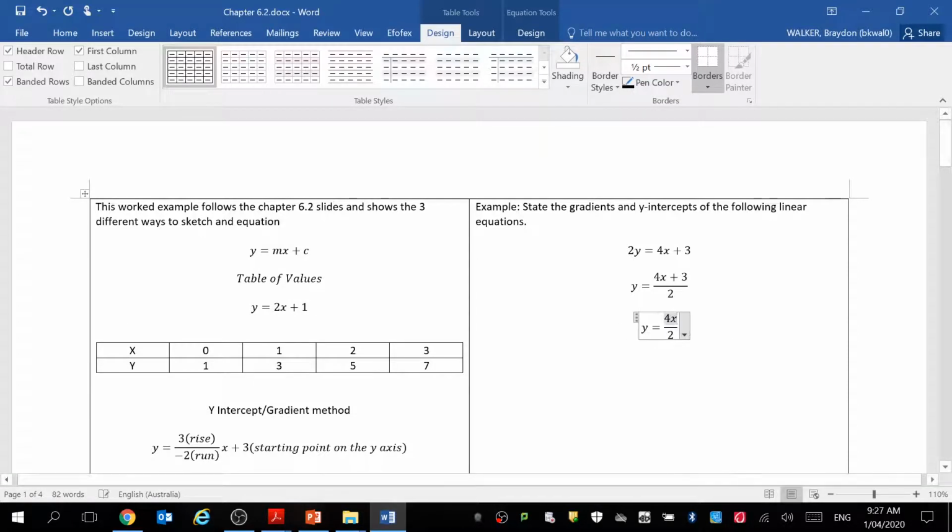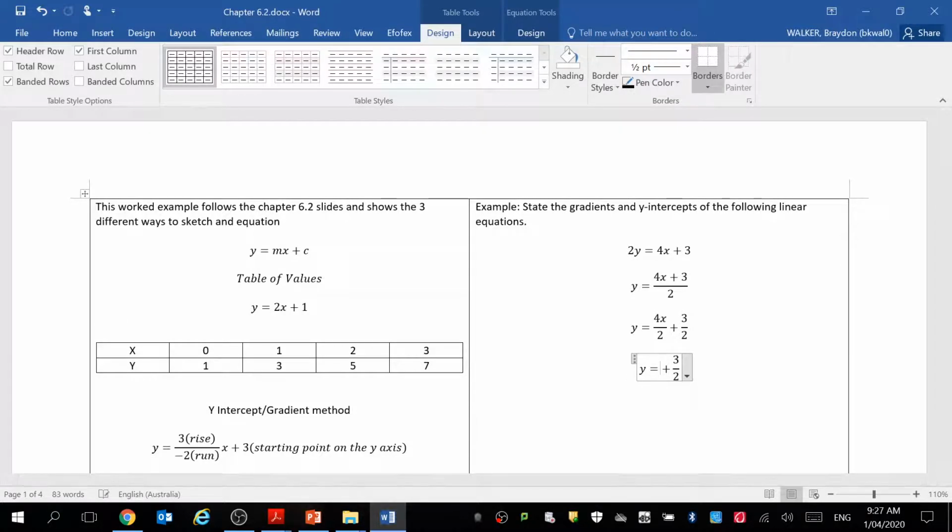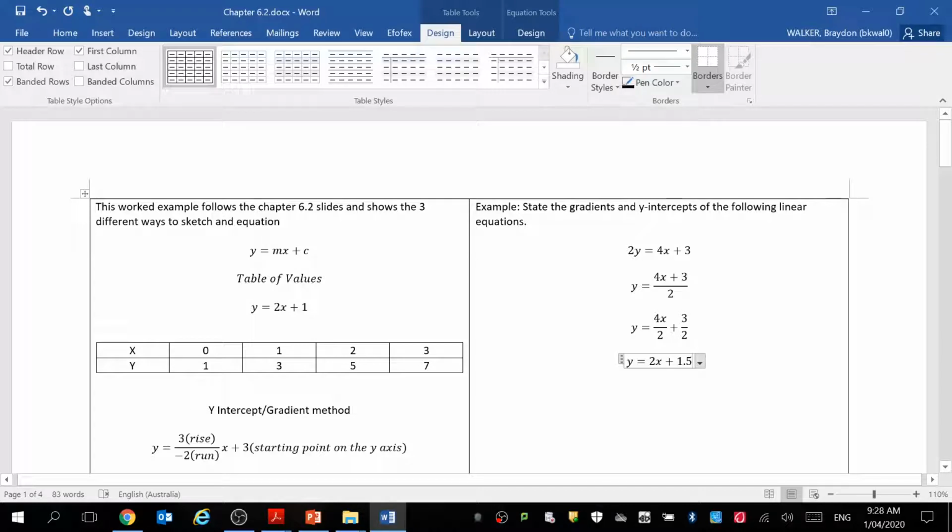So, there we go. It's actually going to be 4x over 2 plus 3 over 2. From there, we can simplify it down to a linear equation of y equals mx plus c. You can leave it as 3 over 2. You can change it to 1.5. Whatever works for you. I'm just going to put it as 1.5. That makes our y-intercept 1.5 and our gradient 2.